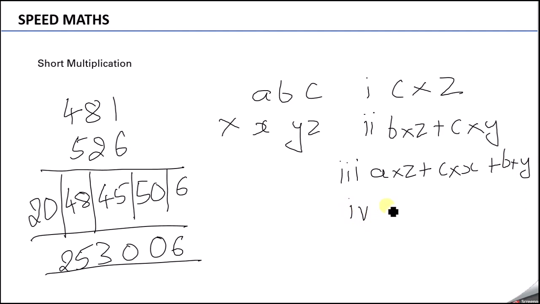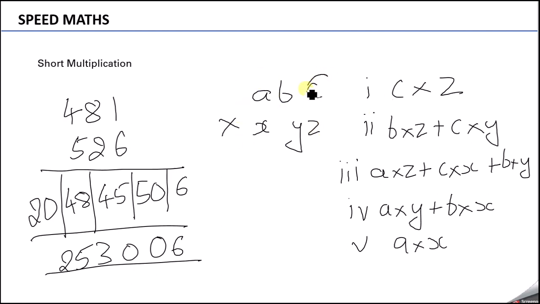Then fourth is your typical, again moving towards the right, that is A into Y plus B into X, and then the last step is your A into X. So I hope you're getting what I'm trying to do over here. First we will take C into Z, then we will take this, then we will take this all, then we will move to these four, and then lastly to this.